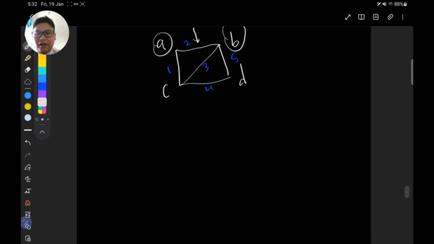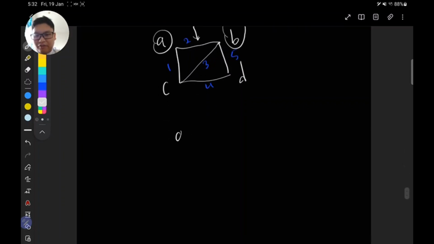Okay, another example, if we have A, B, C, D as the vertices and the graph looks like this. What I drew here is a loop. The loop is also counted as one edge. So in this example, the total number of edges should be 1, 2, 3, and 4.